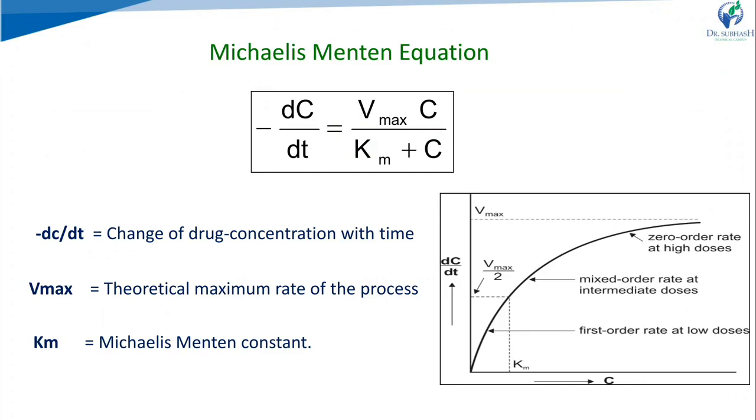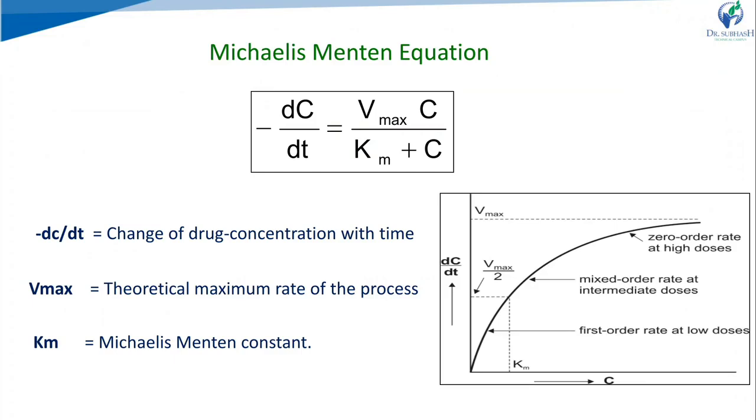So it is best described by the Michaelis-Menten equation, which describes the change in concentration with time, the rate of decline of drug concentration with time. So dC/dt is equal to Vmax into C divided by Km plus C. Here dC/dt is the change of the drug concentration with time, Vmax represents the theoretical maximum rate of the process, and Km is the Michaelis-Menten constant.